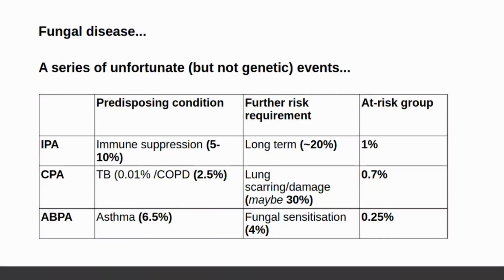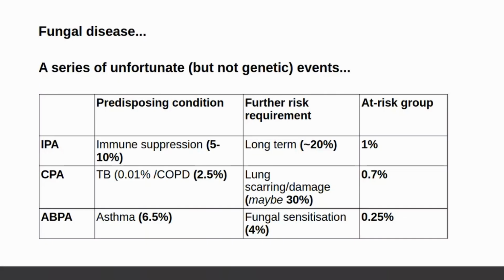So if you've got IPA, invasive pulmonary aspergillosis, if you look on the left, some kind of immune suppression is necessary, and probably about 5 or 10% of the population have got that. It really needs to be a bit longer term than, short term is not necessarily a risk. A long term, so 20%. So maybe the at-risk population for this is possibly 1% of people in this country.